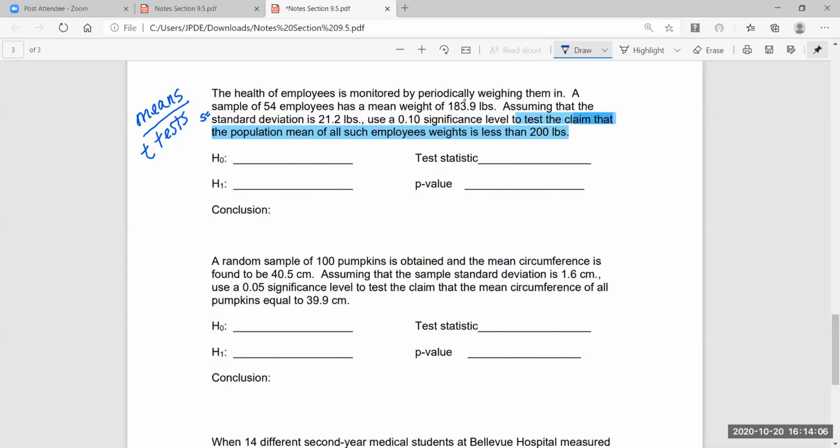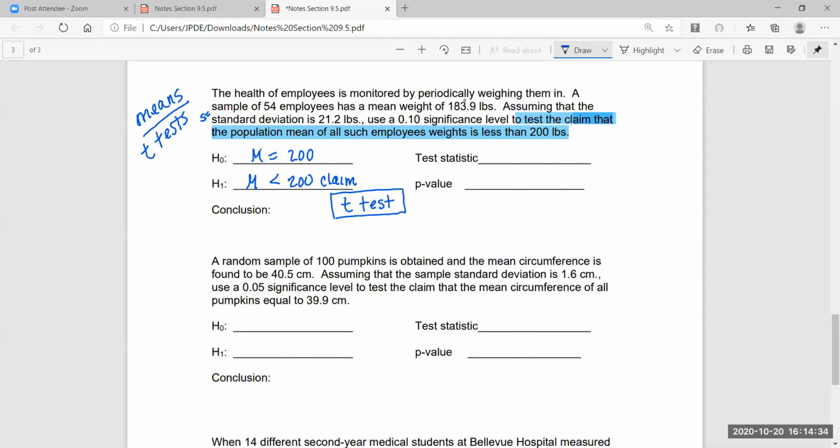Okay, so test the claim that the mean is less than 200. Mean less than 200, that's your claim. The null hypothesis is mean equal to 200. Because it's a mean, we're going to do a t-test, just like when we did the intervals. So we're going to go to our calculator and enter this information.